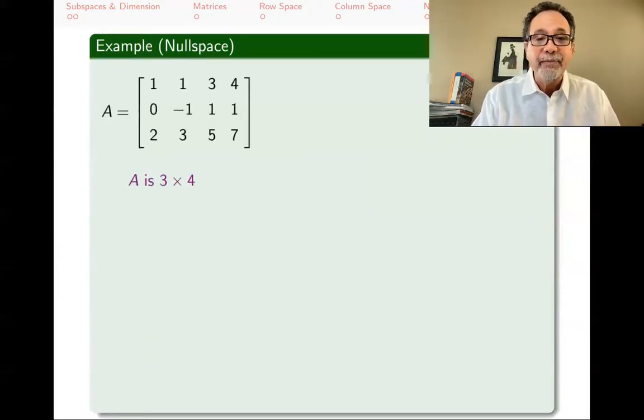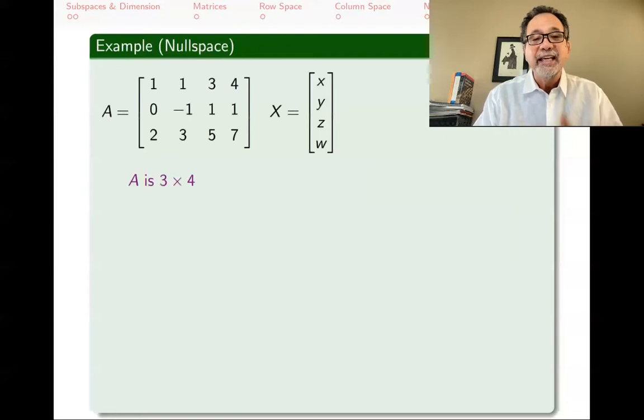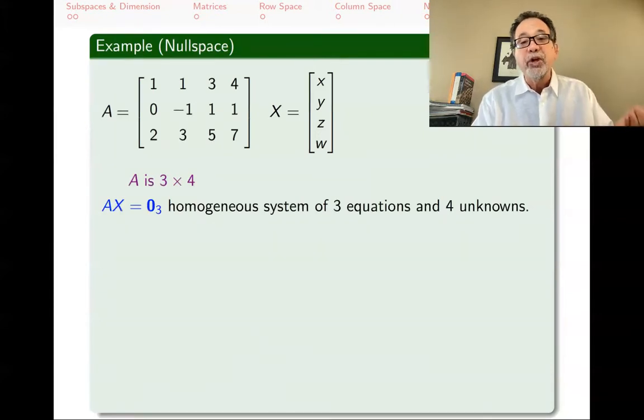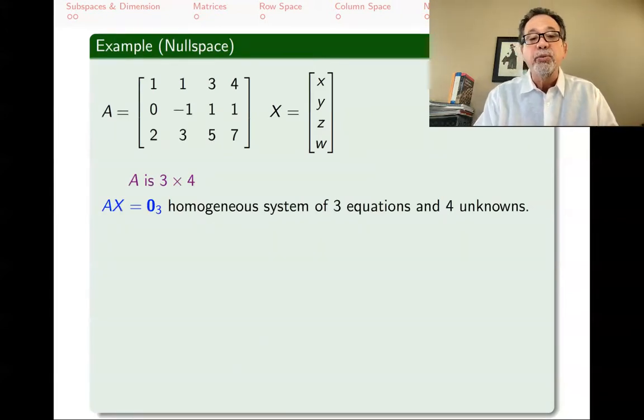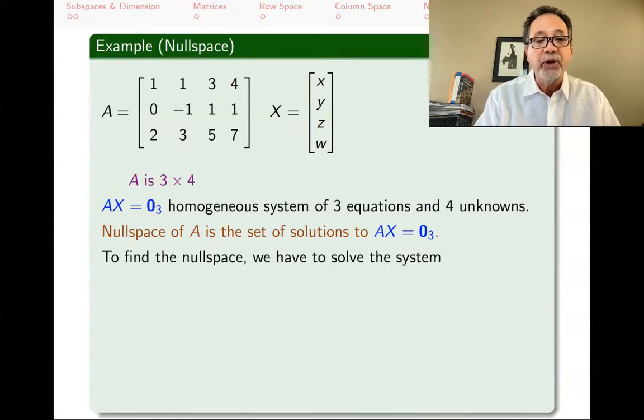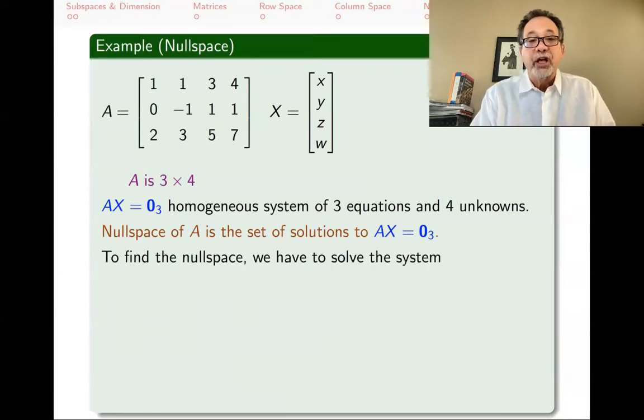So, same matrix, let's find its null space. This is something we've done before. It's a 3 by 4 matrix. X is going to be x, y, z, w, a column vector of unknowns. What we have to do is look at AX equals 0, which is a homogeneous system of 3 equations and 4 unknowns. And we have to solve it, and the solutions will be the null space. So the null space is the solution set, the set of solutions to AX equals 0. To find the null space, we have to solve the system.